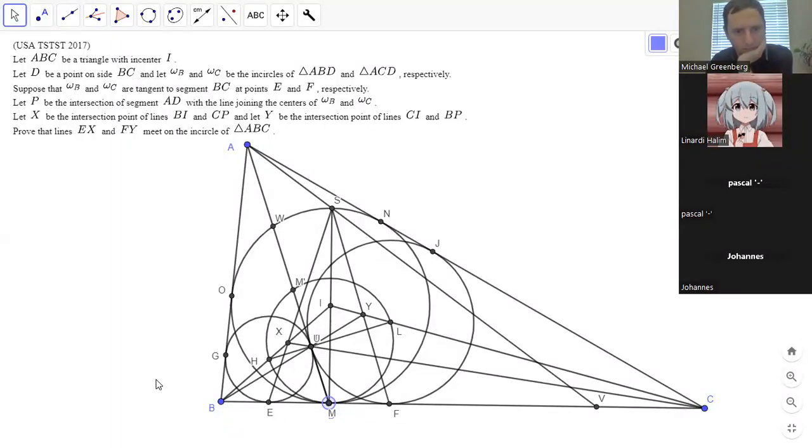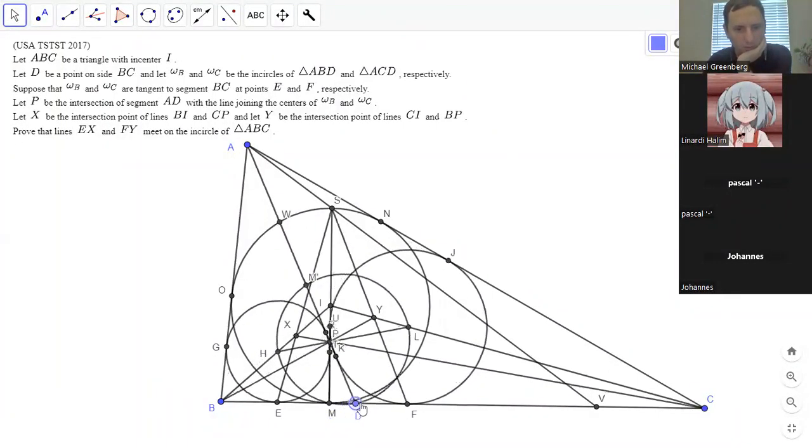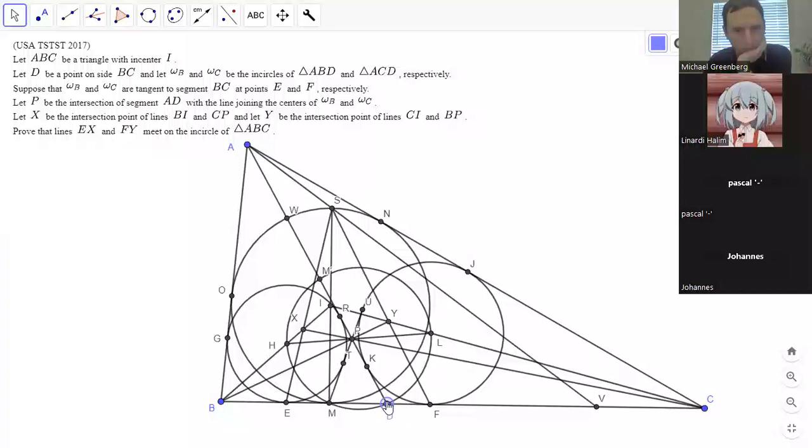So I've had a similar problem a while ago, and I think I can prove that this circle HMDL, but it uses moving points. So yeah, we actually want to prove this claim that MP is the other common tangent.